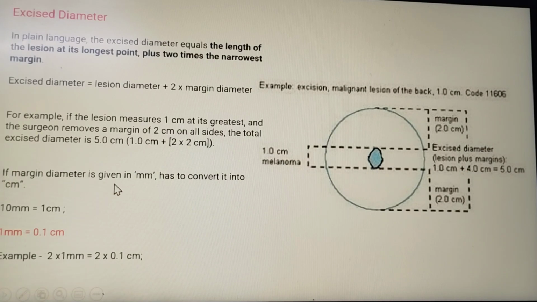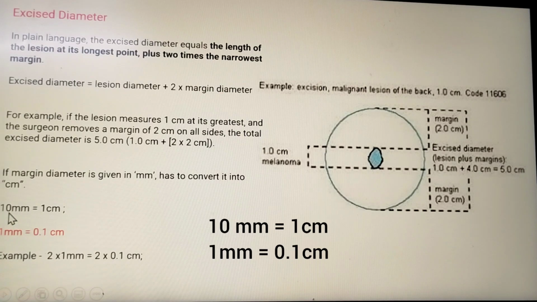If the diameter is given in mm, in some rare cases they may give it in mm, it has to be converted into centimeters. For that we have to follow this formula. 10 mm is equal to 1 centimeter. Here 1 centimeter is equal to 10 mm. So 1 mm is equal to 0.1 centimeter. If the lesion diameter is given in mm in the question, you have to multiply that number on both sides. If the lesion diameter is 2 mm, then we have to multiply with 2 on both sides. Then we will get the lesion diameter in centimeters.